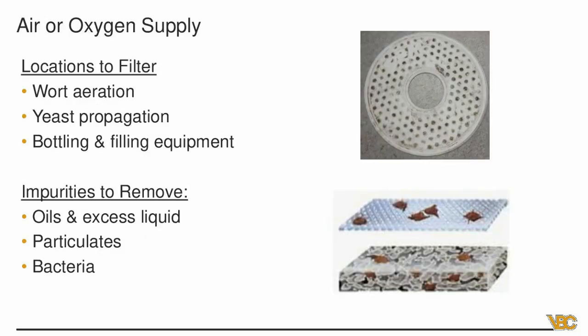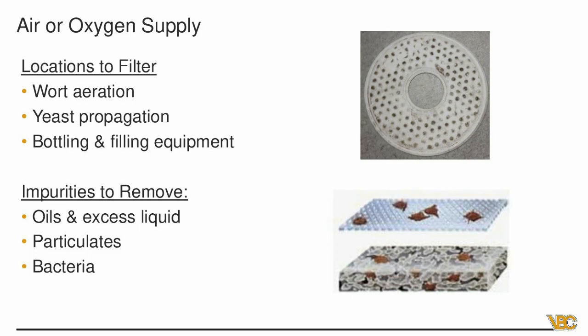So the first one, air and oxygen supplies. In terms of location to filter, wort aeration is one of the biggest ones. When you're injecting air into the wort, there's normally a compressed airline doing it, and you want to make sure that airline is clean. The air being grabbed to do that, if you're using air, is just coming from outside your compressor and being drawn in. Normally the compressor would have some sort of simple filtration setup on it, but that's not necessarily enough, so you want to make sure you're really taking care of what's going on. A similar thing would be yeast propagation.